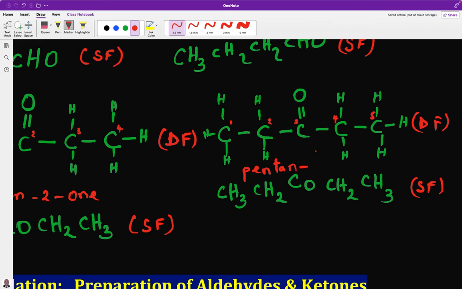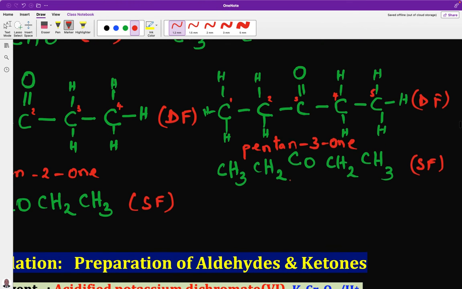You must put a dash and the position of the oxygen. The third position is 3. Ketones end in "-one". The names of ketones end with "-one". So now it should be pentan-3-one. Well, this is the IUPAC system of nomenclature. You can call it pentanone, it's okay. But for systematic naming, using the IUPAC system of naming organic compounds, you have to name it as pentan-3-one.